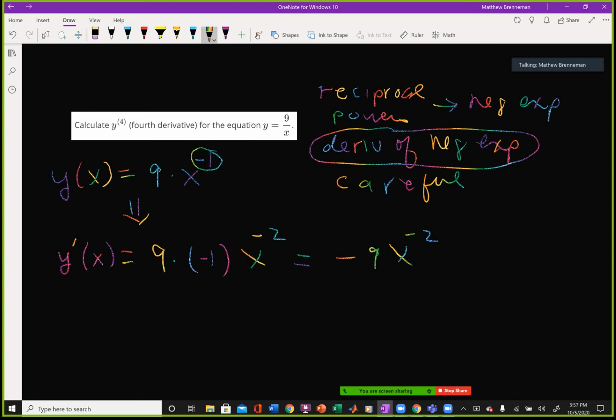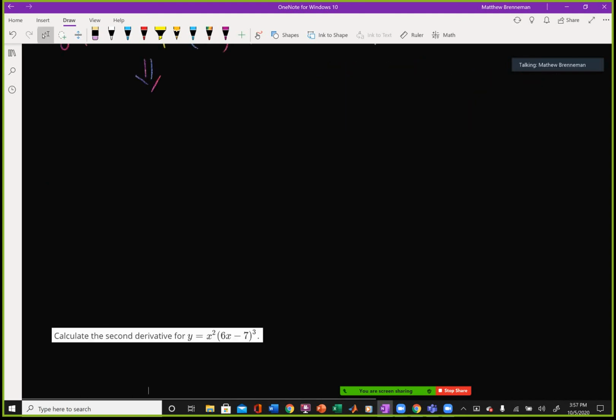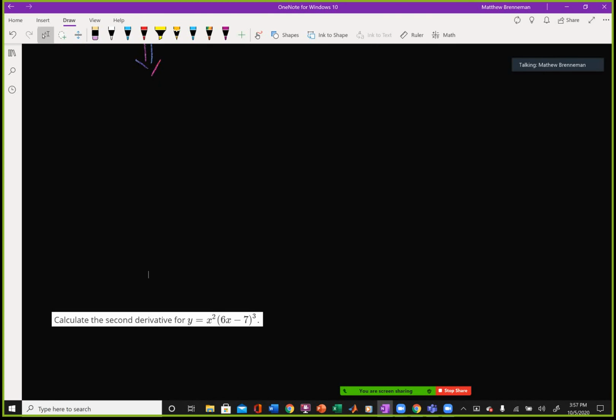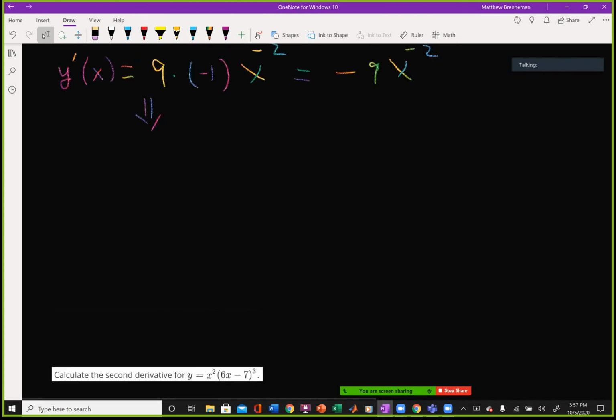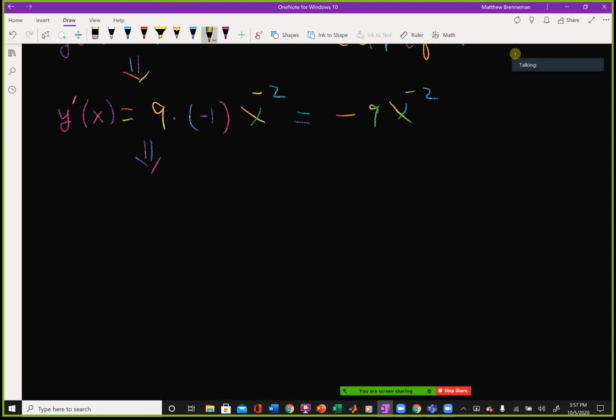And we keep on doing this. So when I take the second derivative, right? Got kind of excited and went too far. So the same sort of game, right? I'm going to bring down the negative 2, and the negative 2 times the negative 9 will be a positive 18, and that will be x to the minus 3.